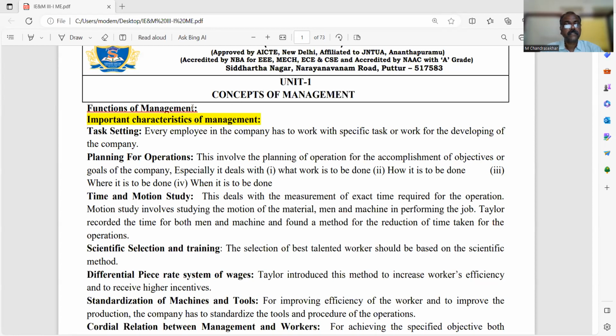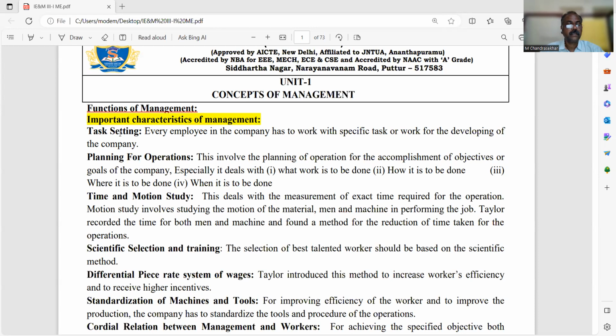Today we are going to discuss the concepts of management. In concepts of management, we have functions of management. Under the functions of management, first, important characteristics of management.